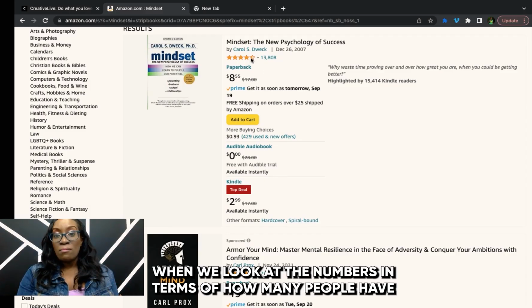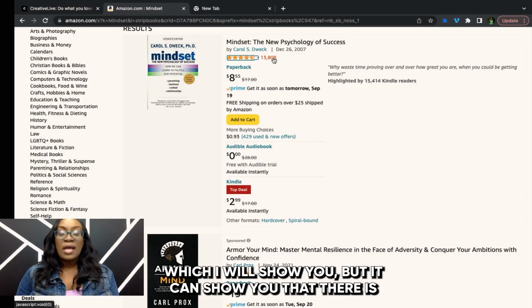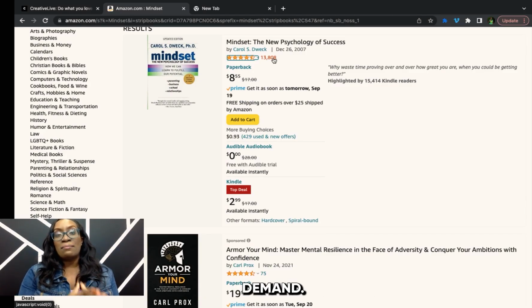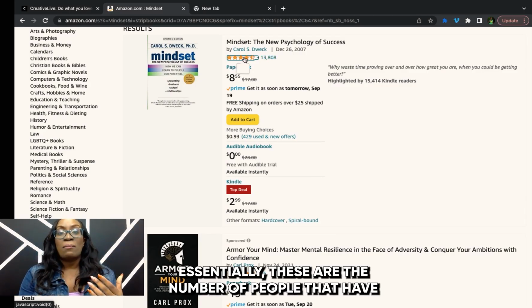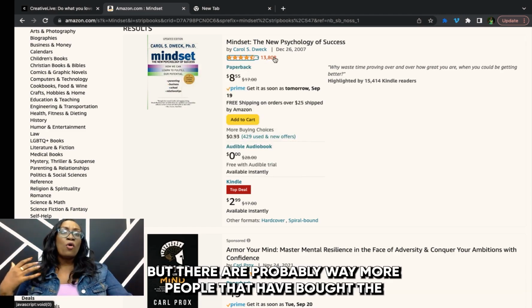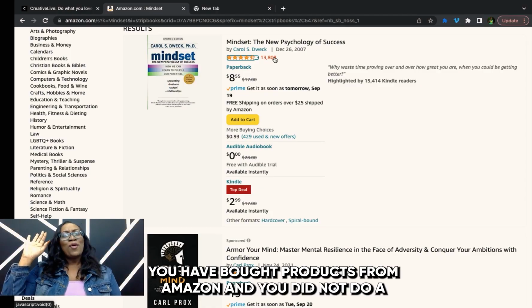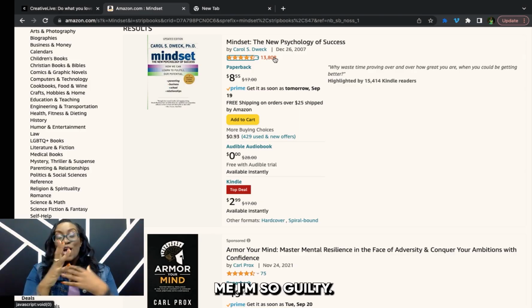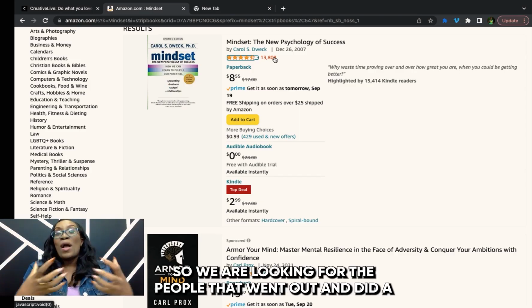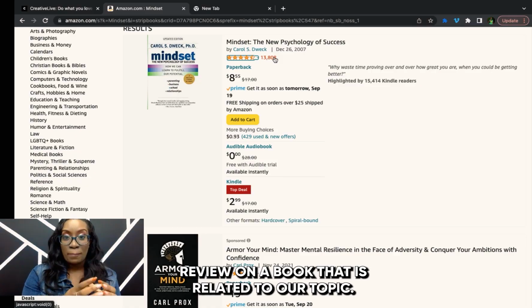When we look at the numbers in terms of how many people have bought this book, it could tell us a number of things, some of which I will show you. But it can show you that there is demand. Essentially, these are the number of people that have reviewed this book, but there are probably way more people that have bought the book and have not done a review. How many of you have bought products from Amazon and you did not do a review? Me, I'm so guilty. So we are looking for the people that went out and did a review on a book that is related to our topic.